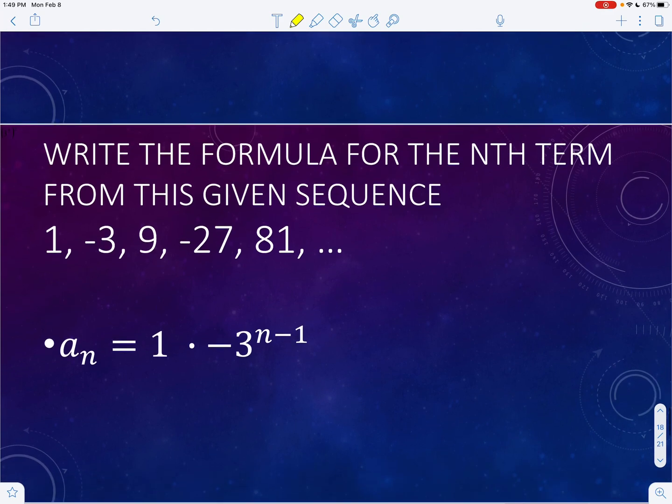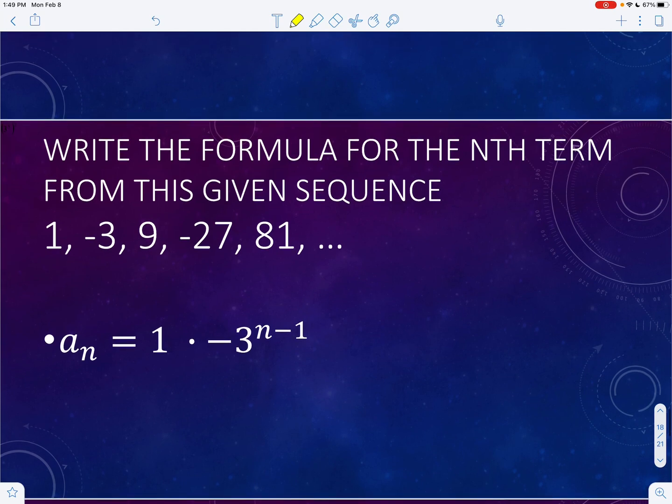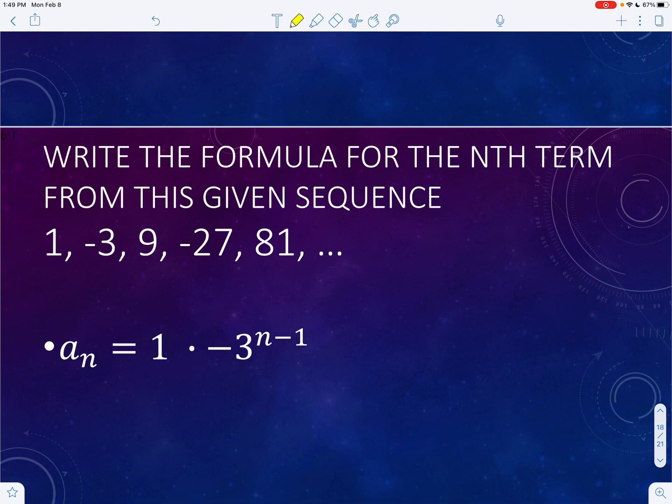The next problem says write the formula for the nth term from this given sequence. So we have 1, negative 3, 9, negative 27, and 81. Now, it says in the nth sequence, let's forget about the fact that the answer is there. Key thing is saying is write the formula for the nth term. So that means we need to write an explicit form, which is a sub n equals a sub 1 times r, which is our common ratio, raised to the n minus 1. A1 means the first term of the sequence.